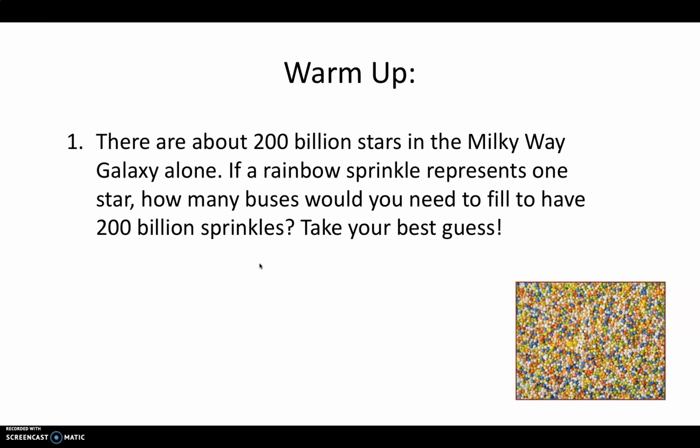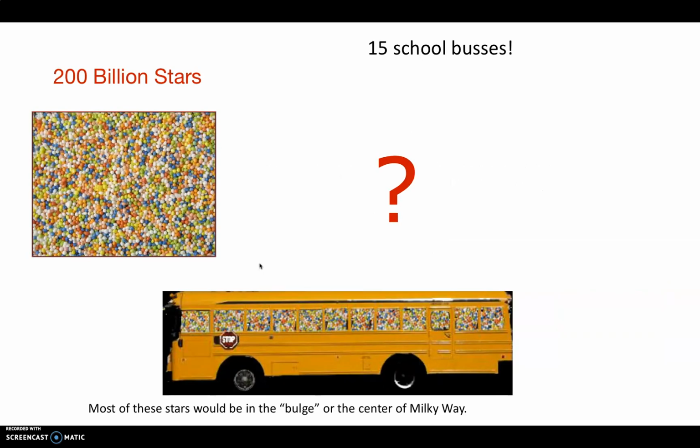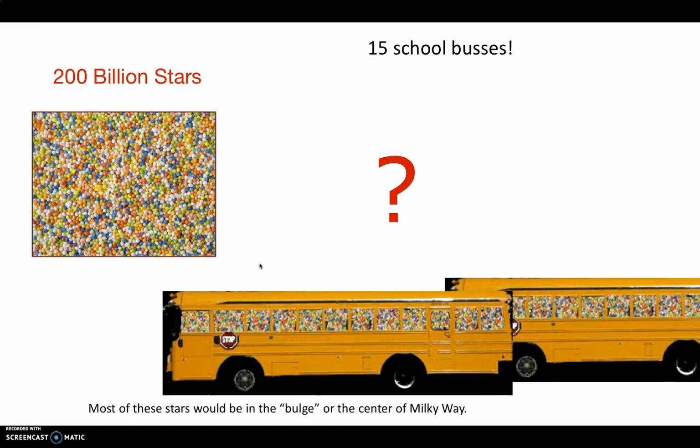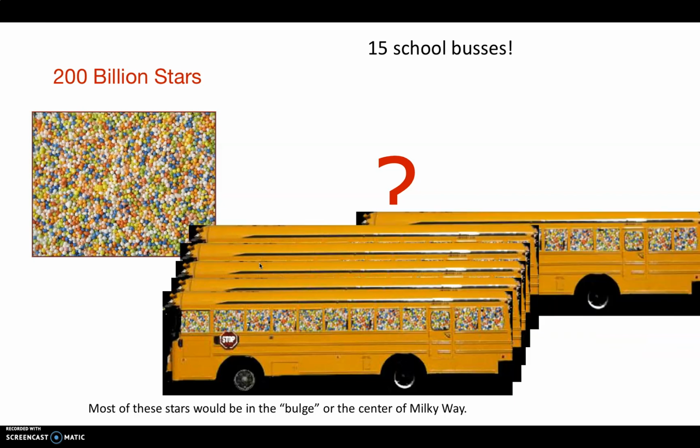So the Milky Way has about 200 billion stars in it. Billion with a B, that's a lot. And if each star were represented with a rainbow sprinkle, how many school buses would you need to have all of those 200 billion rainbow sprinkles? So if you filled up the school buses, what do you think? One school bus? Three school buses? 100 school buses? Well, 200 billion is a lot. It would take 15 school buses.